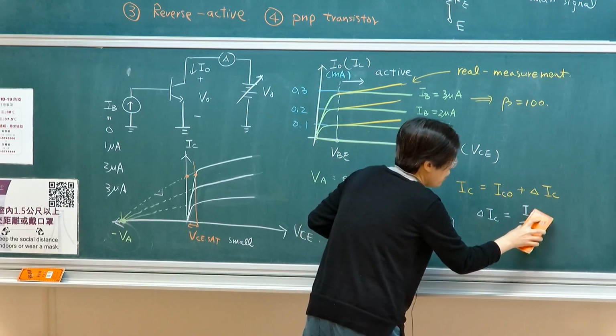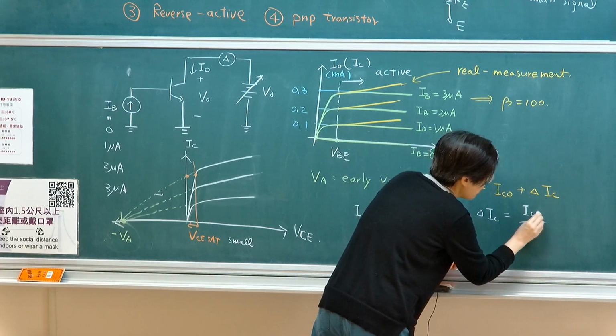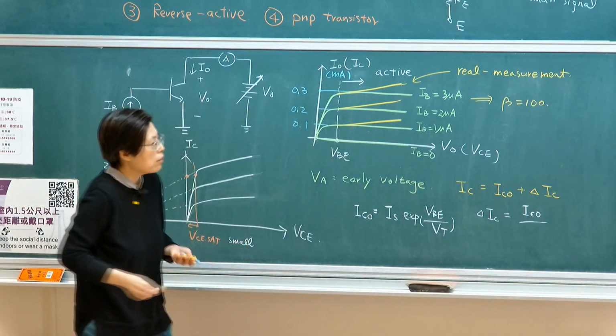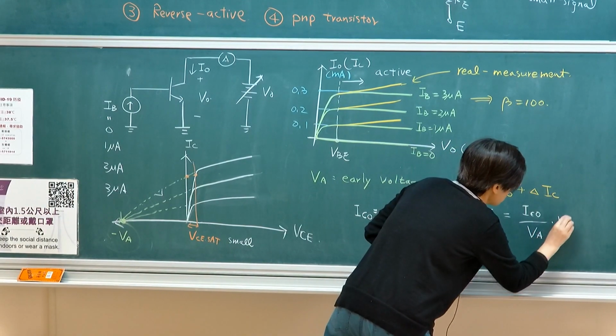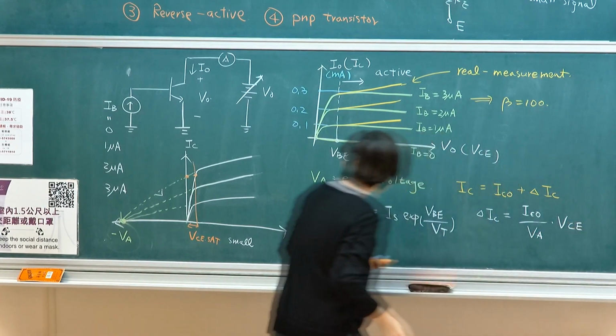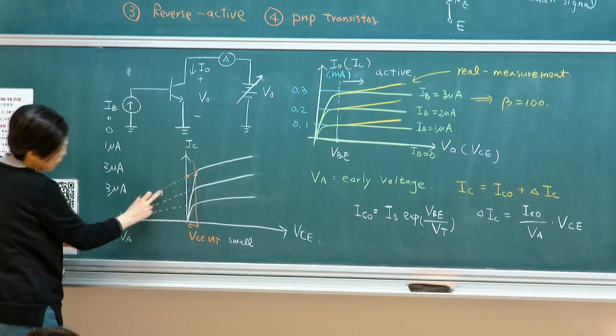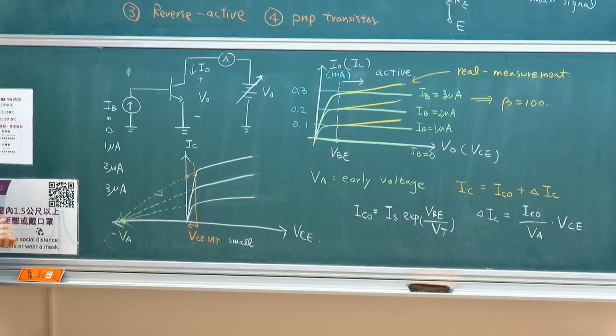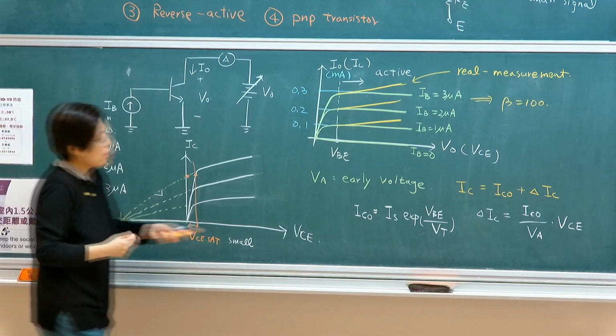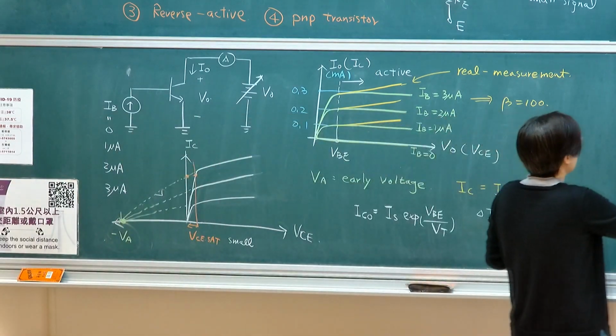It's not Q. ICO simply means that there's no VCE dependence; it's the ideal first-order model divided by VA times VCE. So he simply used this height to develop the slope and used the slope to project further down when VCE increases. So let me just write this down.